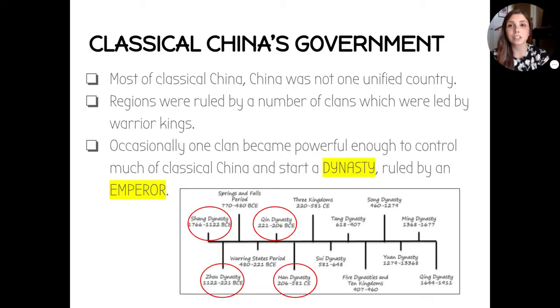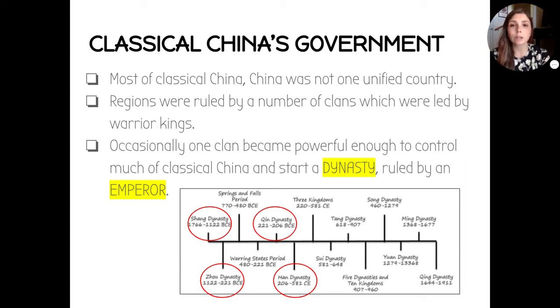In this section, we're going to talk about classical China's government. So most of classical China was not a unified country. Regions were ruled by a number of clans, which were led by warrior kings. So if you think about previously in our talk of the Fertile Crescent, all these individual city-states is kind of how China was operating in classical times. They were not unified. They were all run by different people with different beliefs.